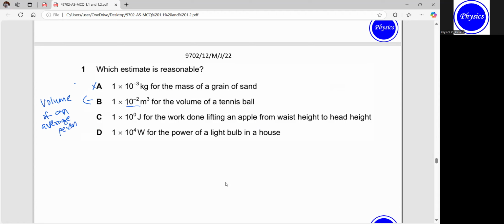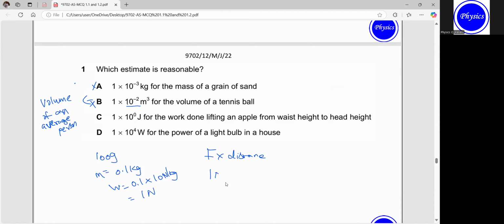How about C? So it's not option B. 1 joule for the work done lifting an apple from waist height to head height. Okay, what is the work done? Work done is force times distance. So force, that means weight of apple, say for example, if an apple is of 100 grams, which is 0.1 kilogram, this is mass. So weight is going to be 0.1 times, roughly, let us take 10 Newton per kilogram. Then it's going to be 1 Newton.